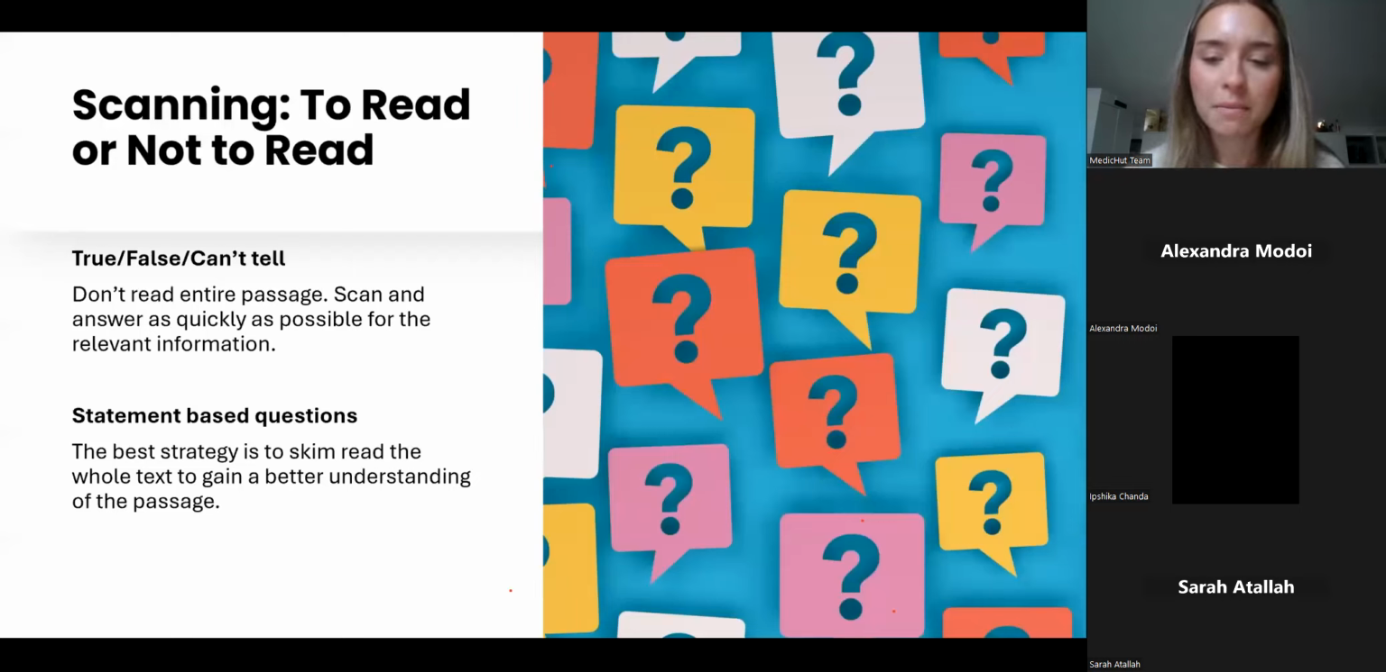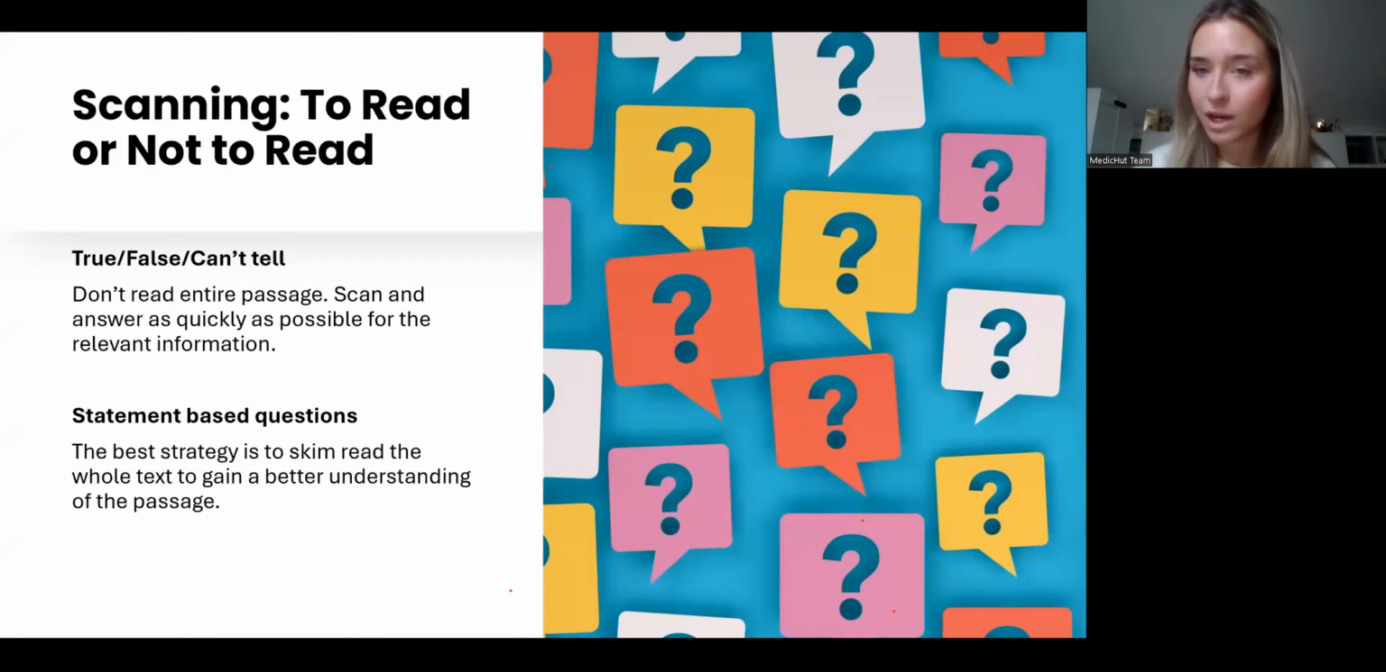I'm not sure I mentioned this earlier. However, within your verbal reasoning section of your UCAT, you'll have 11 pieces of text in total, each one having 4 questions associated with it. Now, usually only 2 pieces of text will be true, false, can't tell questions. And then the other 9 pieces of text will be statement-based questions. And that can make things a lot more difficult for you because you don't have as many easy questions.